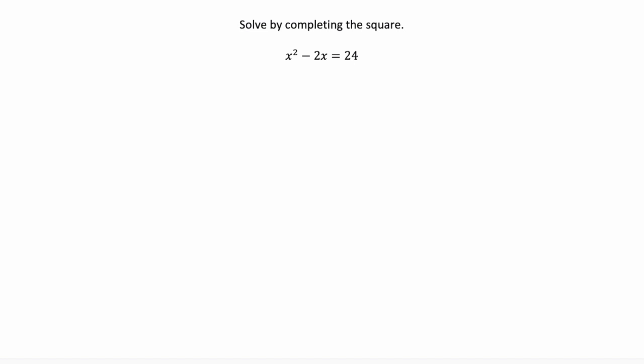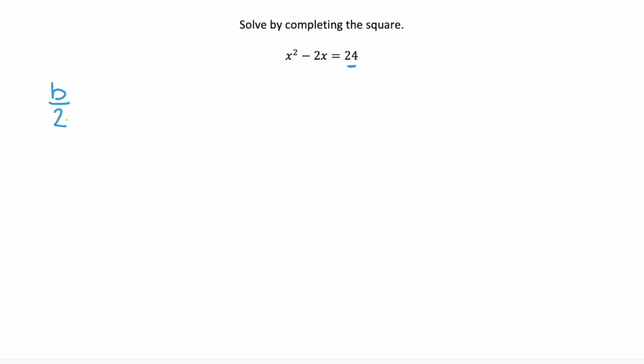Hey everyone, Professor Baldwin here, and today we're going to solve an equation by completing the square. Remember that the first step is to make sure that the constant is all by itself on the right. And here our constant 24 is already by itself on the right. The next step is to calculate b over 2.